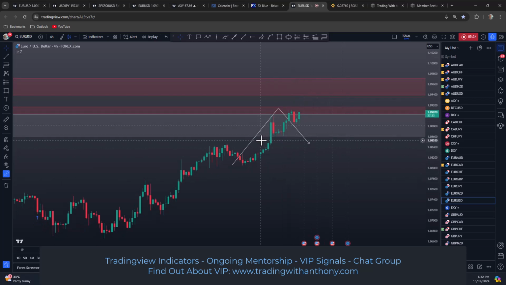And this is my strategy. 4-hour time frame, swing low, swing high, retrace into equilibrium. In other words, 50% of this price swing, buy. Okay, swing low, swing high. 50% of this price swing comes in around here, 50 to 61.8 on the fib.